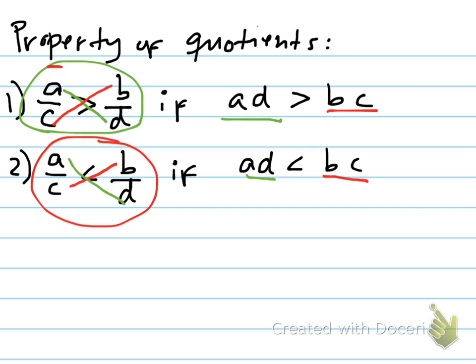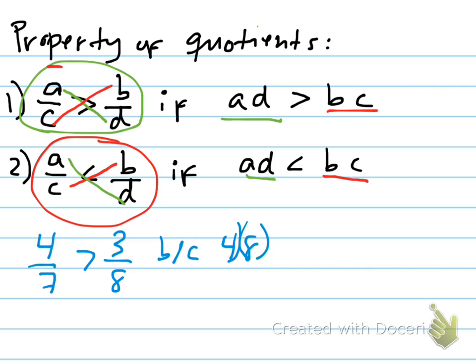So to see that in action, I'm going to do an example from the book. They have 4/7 is greater than 3/8, they say, because 4 times 8, which they're multiplying across, put in parentheses, is bigger than 7 times 3.